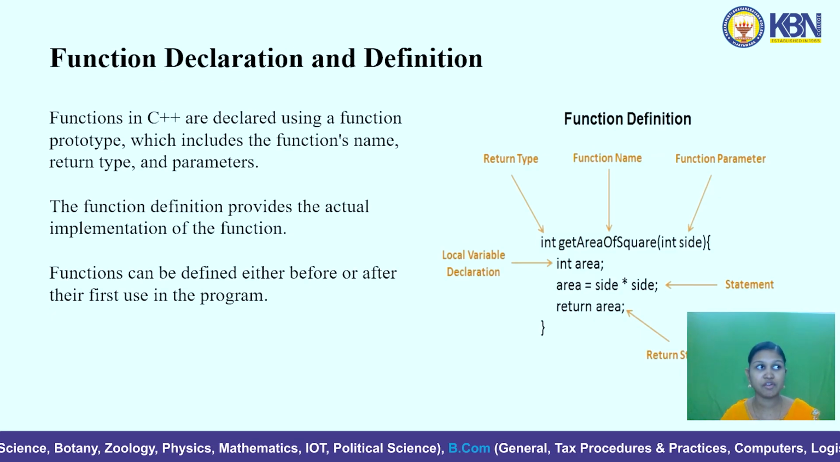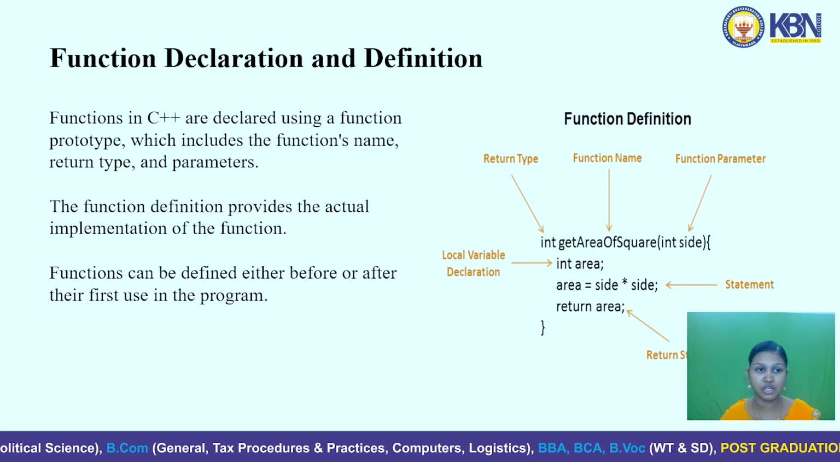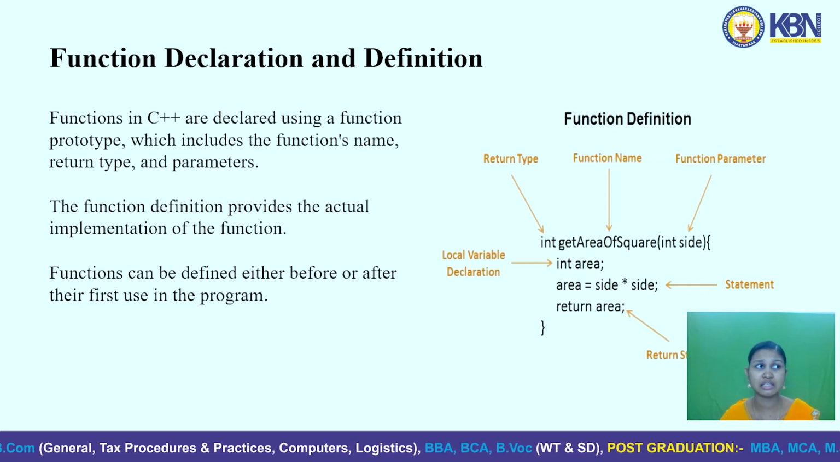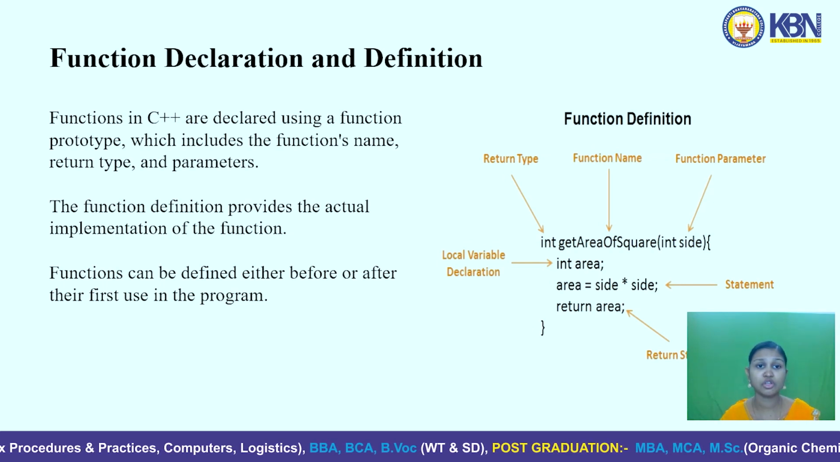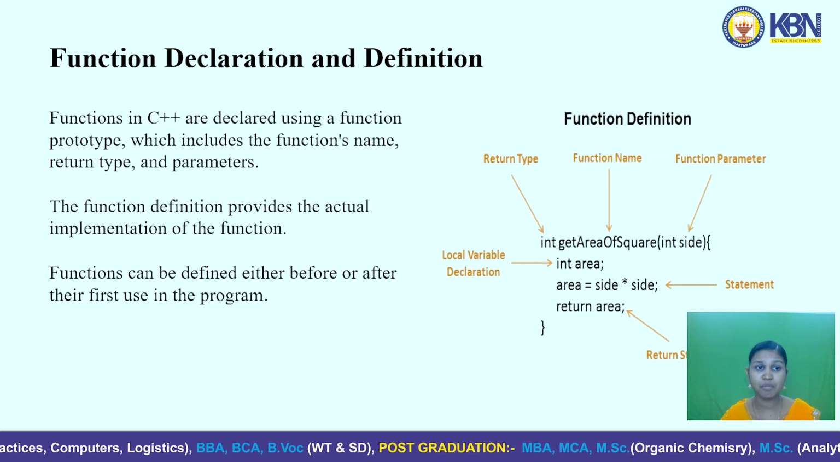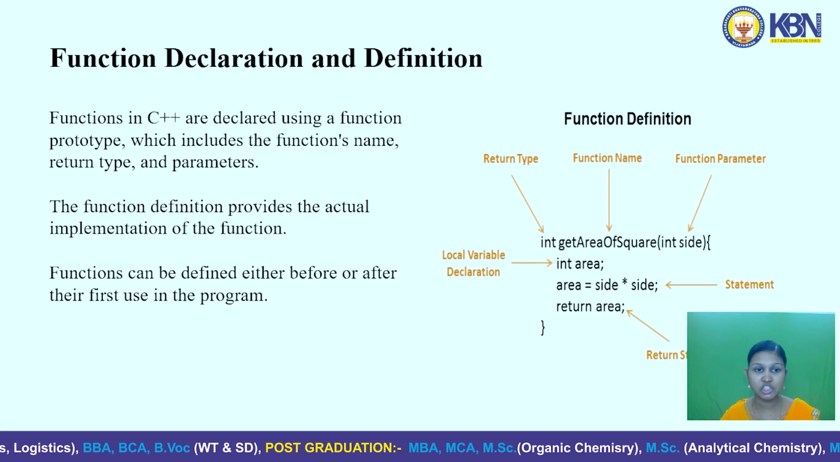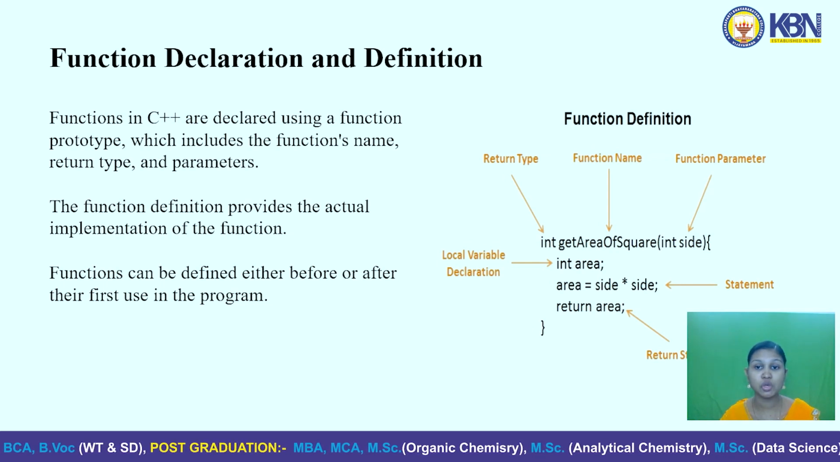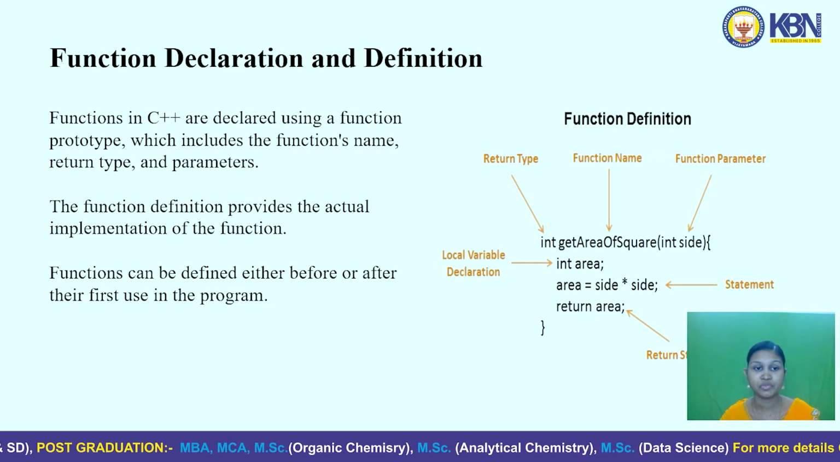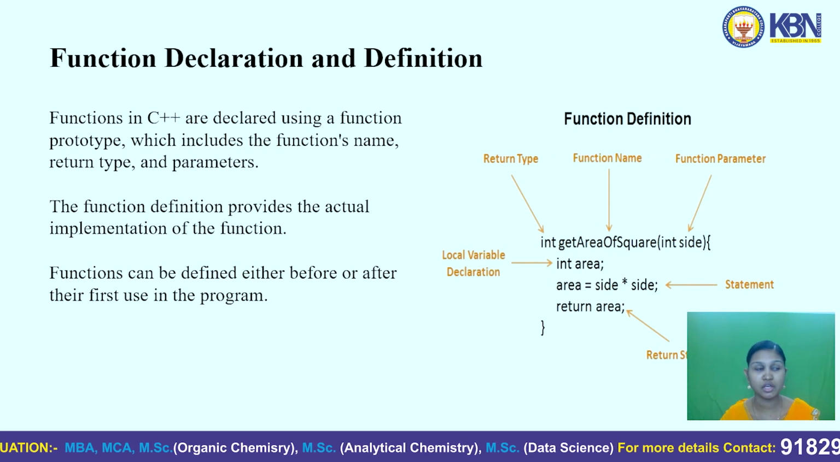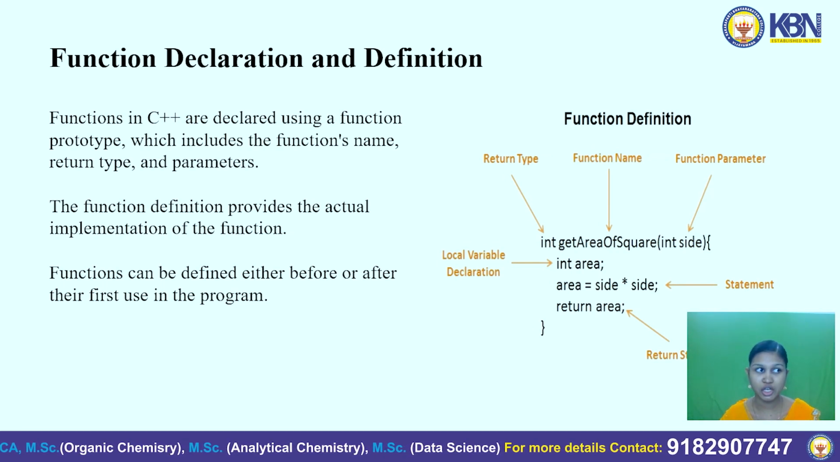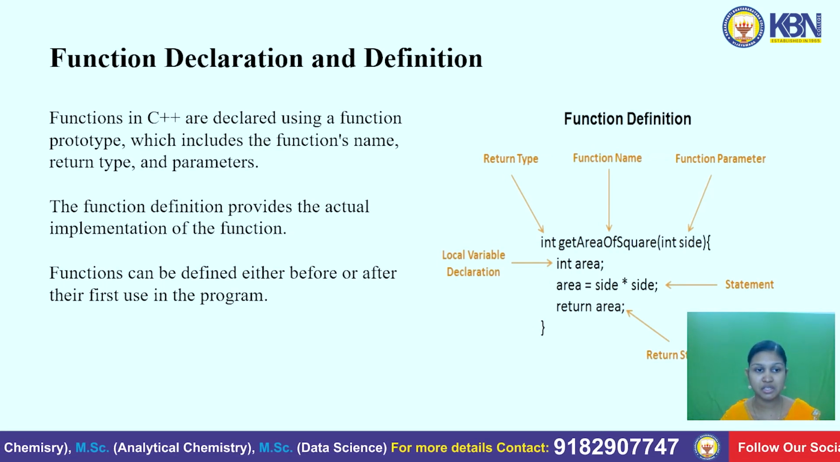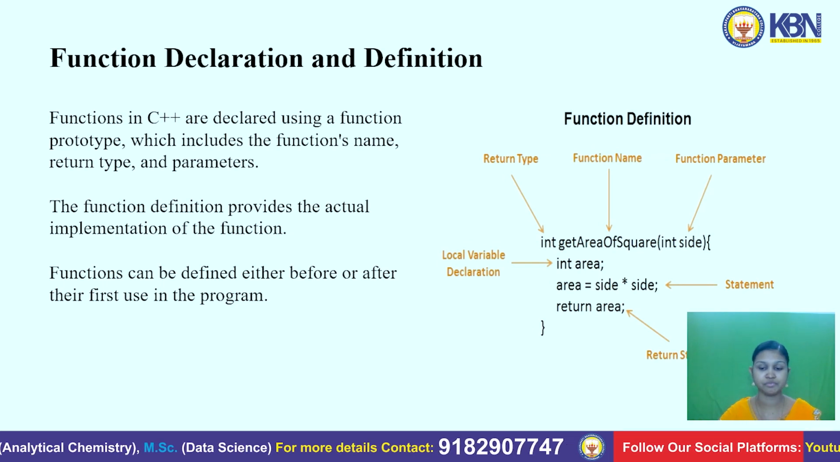How to write function declarations and definitions? When declaring a function, it mainly includes the function name. Without a function name you can't declare any function. You have to include the function name, return type and parameters, and the function definition provides the actual implementation of the function. The function may be defined before or after. You have to use the function name, return type and parameters in the program.